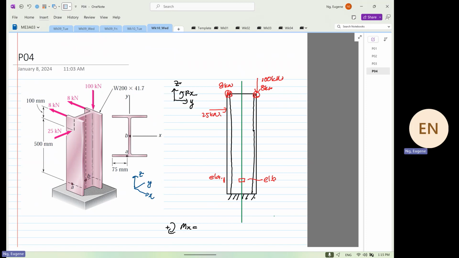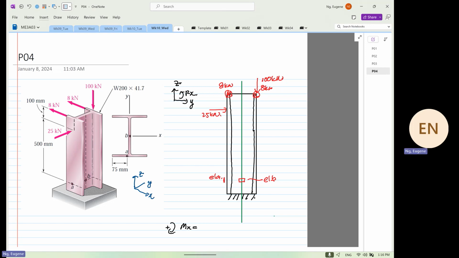Can you visualize now? The 100 kilonewton is causing a moment, but about which axis now? X-axis. No more like what we had before, when it was about the Y. That is why we have to use 2D to visualize a 3D problem. Or you will get really confused.